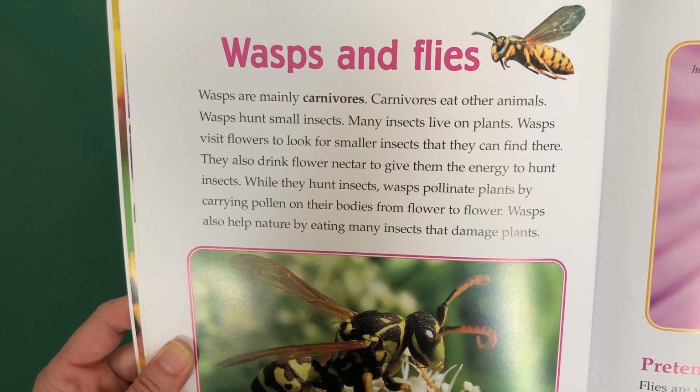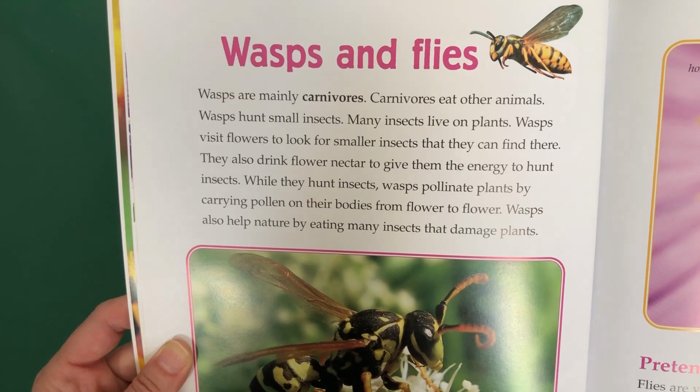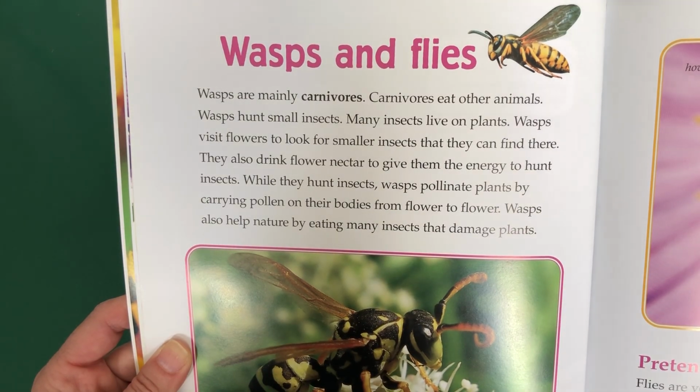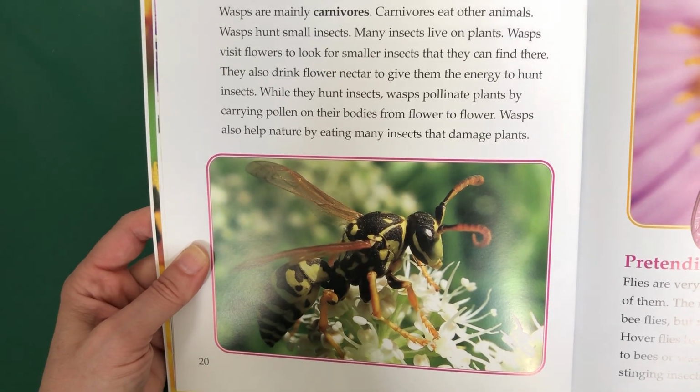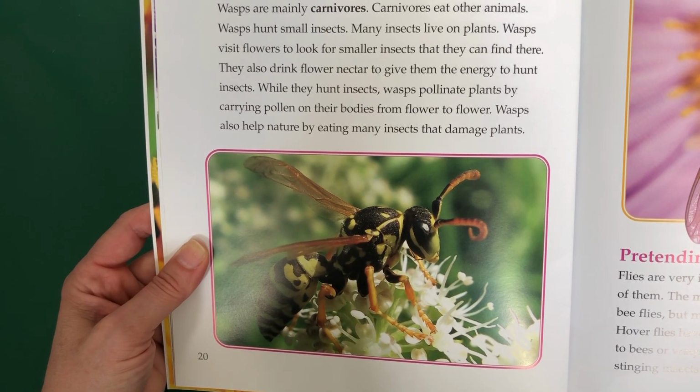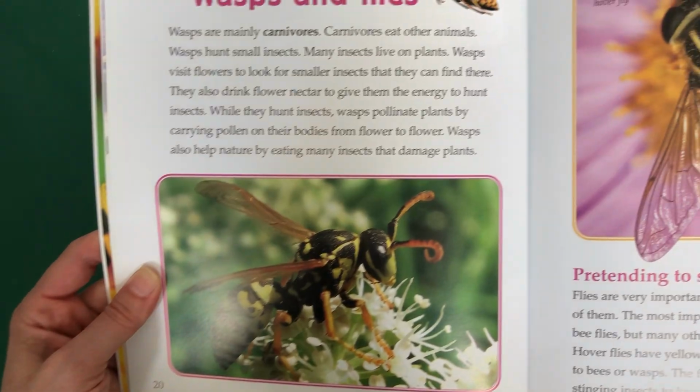While they hunt insects, wasps pollinate plants by carrying pollen on their bodies from flower to flower. Wasps also help nature by eating many insects that damage plants.